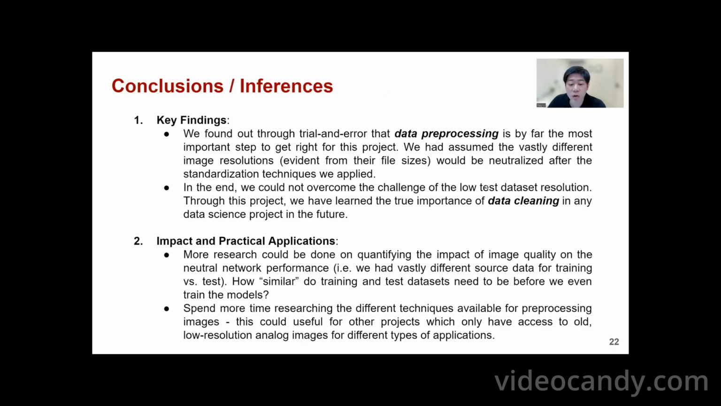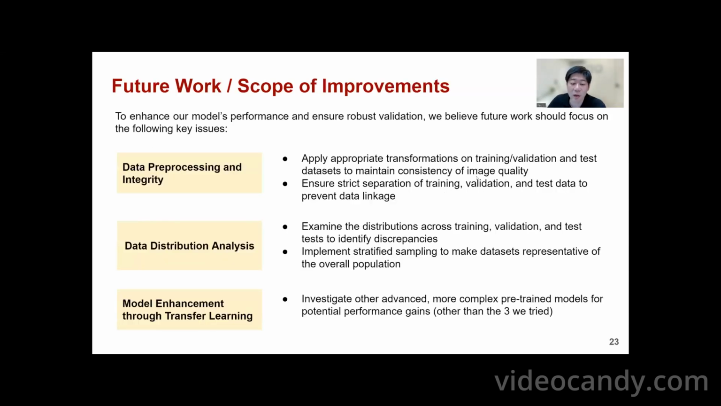So in terms of our conclusion, we learned from this project how important data processing really is versus just trying fancier and fancier models, which is what we did. In terms of practical impact, we should research more on image quality, standardization, and enhancement techniques in the future. Finally, in terms of future work, we would like to do more work on data processing, and we believe utilizing data distribution analysis could be the key. And finally, as a last resort, we'll also try more complex models in the future.